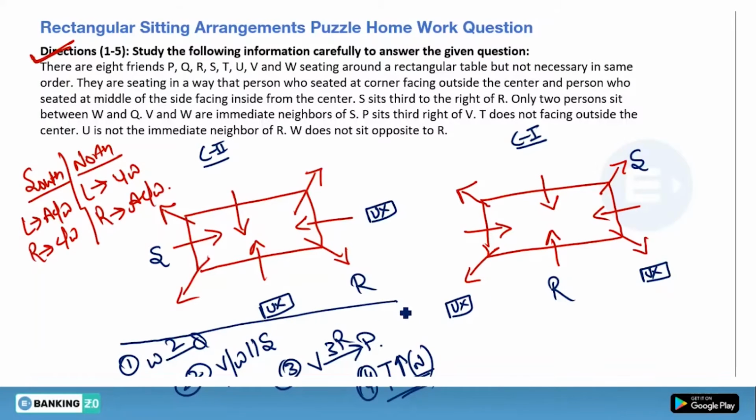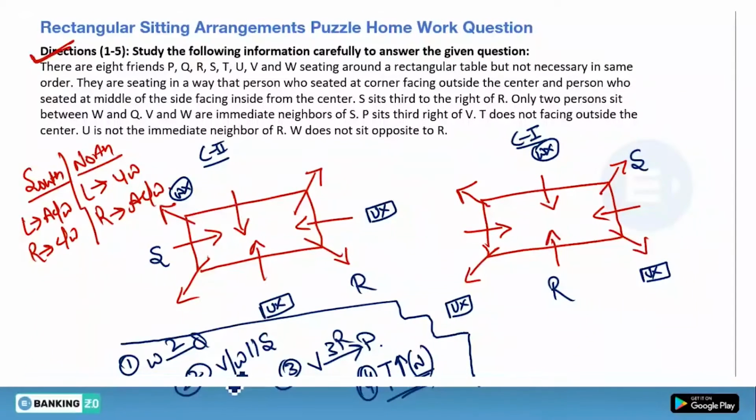These are the footnotes. Now W does not sit opposite to R. So R is here, W cannot come over here in our case number 2. In our case number 1, R is here, so W cannot come in front of R. Now we can solve by using our footnote.